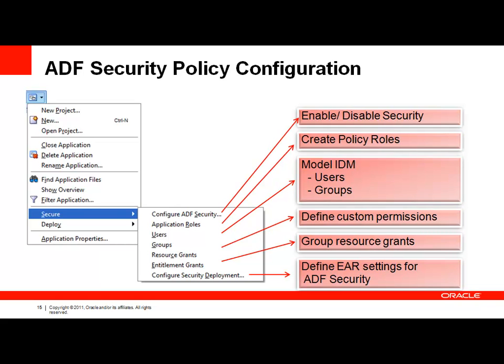Application roles, as I mentioned before, are specific groups of permissions that you want to apply or grant to a specific enterprise group, enterprise role, or user. And then you have users and groups. Now this allows you to create test users and test groups, simulating the identity management system and environment that you have available at runtime. Resource grants, now this is actually where you grant privileges or permissions, access permissions to a user or a group for a specific protected resource. Now this protected resource could be a page, could be a task flow, but as mentioned could also be a menu option.